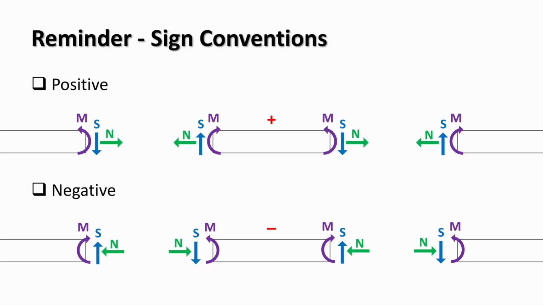Before continuing, let's briefly recall the sign conventions used for axial force, shear force, and bending moment. We will continue to use the same sign conventions that we introduced in previous beam lectures throughout this analysis.